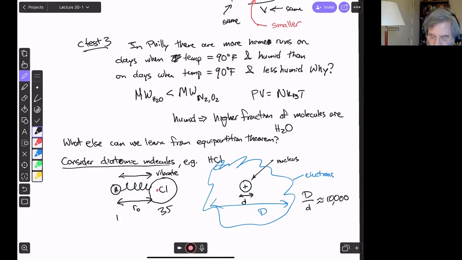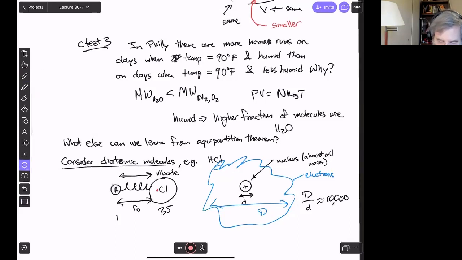So almost all the mass is in the nucleus. Almost all the volume is represented by the electrons. So the mass is really very, very concentrated near the center. You probably have heard about the Rutherford backscattering experiment, which was the first to show that. Okay, so the center of mass is close to the center of the chlorine atom, but slightly displaced towards the hydrogen atom. So mostly in this vibration, you have a motion of the hydrogen atom with a much smaller vibration of the chlorine atom so that the center of mass is not moving.